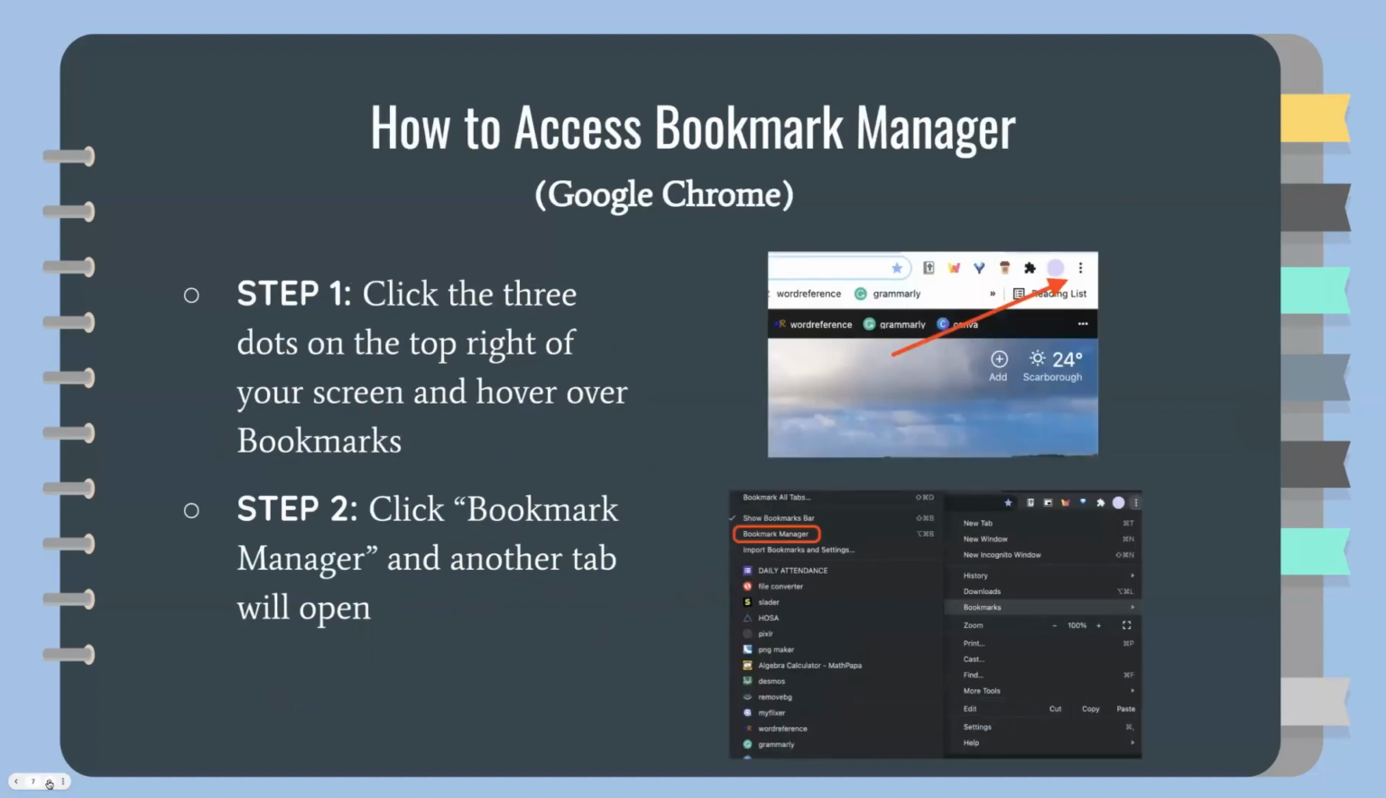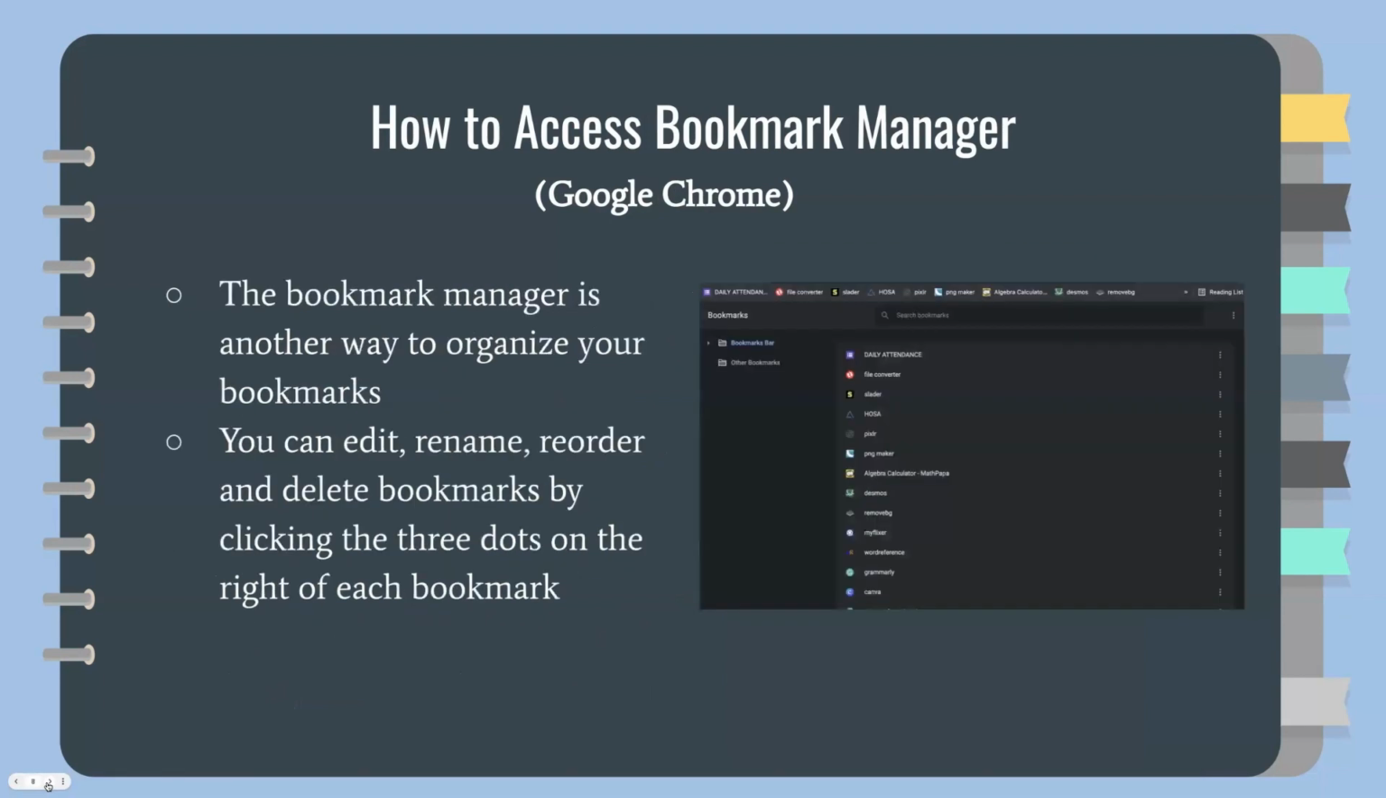How to access Bookmark Manager using Google Chrome. Step 1. Click the three dots on the top right of your screen and hover over bookmarks. In step 2, click Bookmark Manager and another tab will open. The Bookmark Manager is another way to organize your bookmarks. And you can edit, rename, reorder, and delete bookmarks by clicking the three dots on the right of each bookmark.